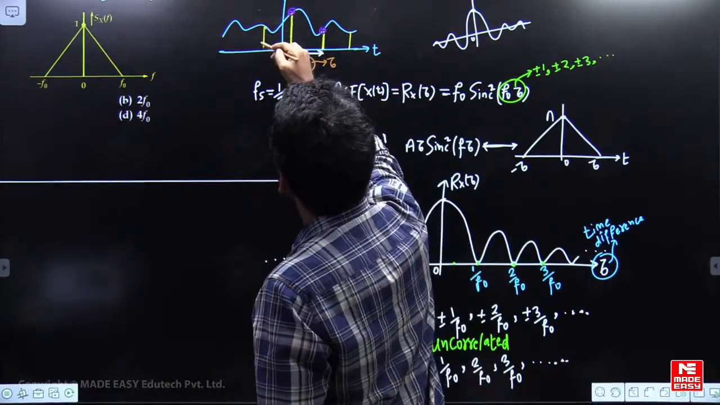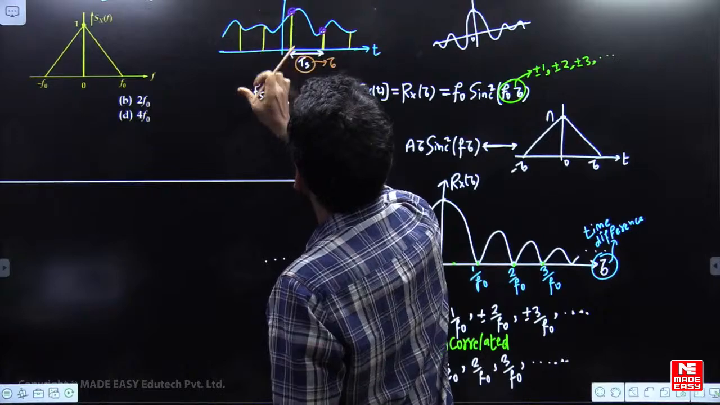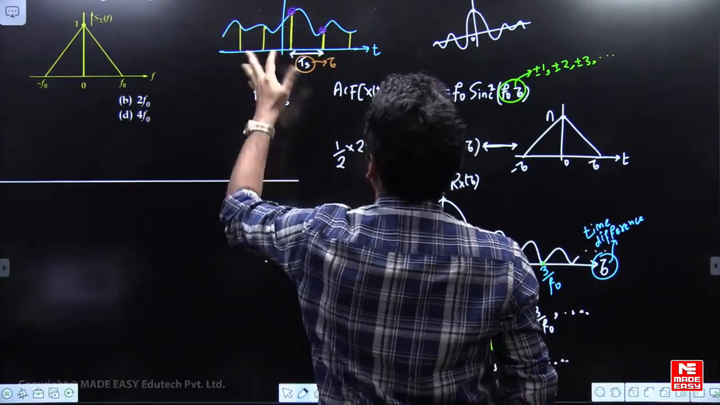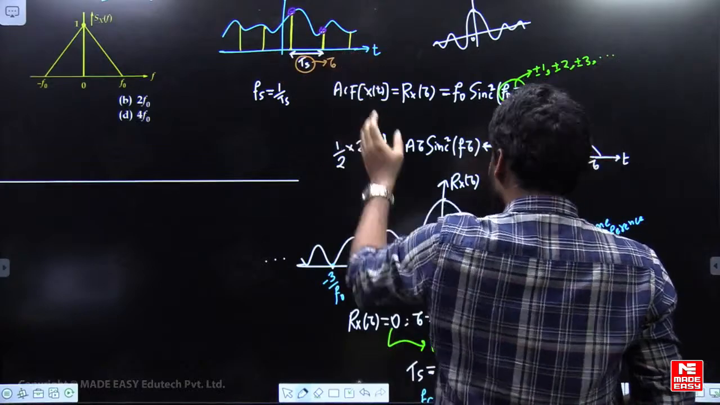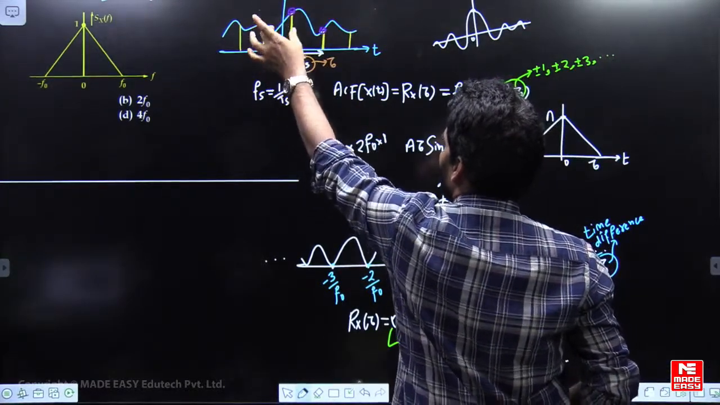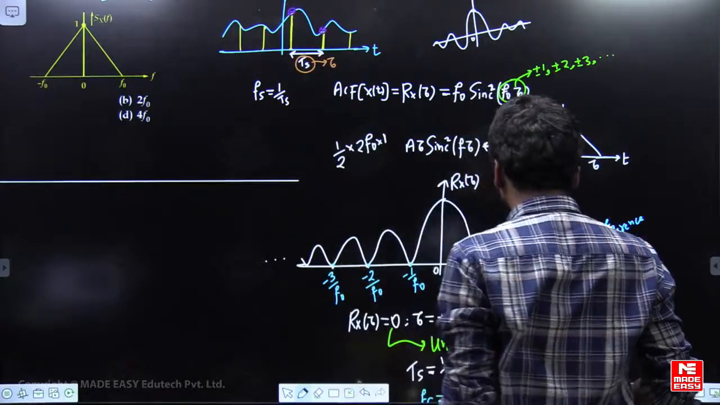If you sample this with the sampling interval 1 upon f naught, with the time difference of 1 upon f naught, the corresponding sample points are uncorrelated. Or even if you sample this with sampling interval 2 upon f naught, those sample points are also uncorrelated, like this.